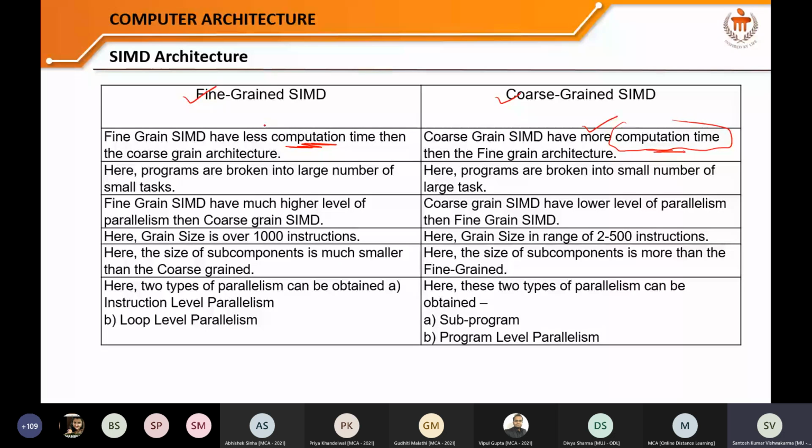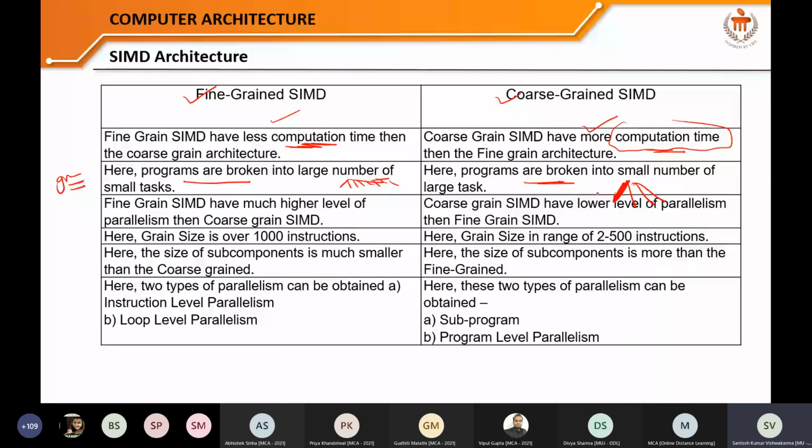Now, let us see the granularity in terms of the programs. Programs are broken into a large number of small tasks. So we have this structure where a large number of small tasks are executed. And here in coarse grain, programs are broken into a small number of large tasks. So the number is small, but the capacity, the task, is large. As you can see, the tasks are small and the tasks are large.